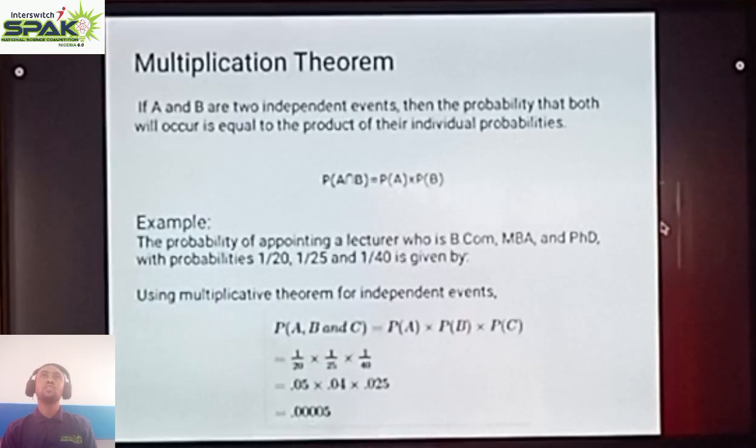Then we have multiplication theorem. That is, if A and B are 2 independent events, then the probability that both will occur is equal to the product of their individual probabilities. So then we have probability of A and B, that is intersection, equals probability of A times probability of B. Example is given here, that when you have the probability of appointing a lecturer who is BCom, MBA, and PhD with probability 1/20, 1/25, 1/40 is given by, you see, since it's independent, you just multiply their probabilities, and that will give us the answer.